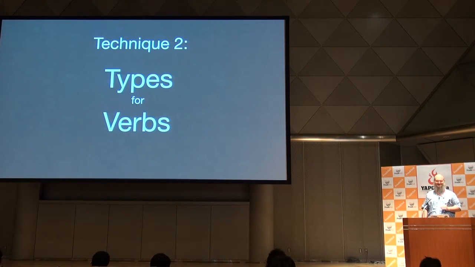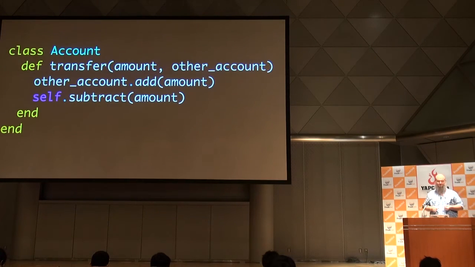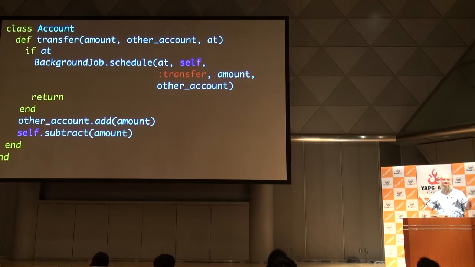The second technique I like to bring up are types for verbs. This is a fairly simple example. Whenever I have a method and I'm going to add an argument to it, in this case I have a bank account, I have a transfer method, I'm going to add a when argument, an at. I want to schedule this transaction to happen in the future. Whenever you have an existing verb and you're adding a new argument to it, consider if you've made that verb complicated enough to be a noun.